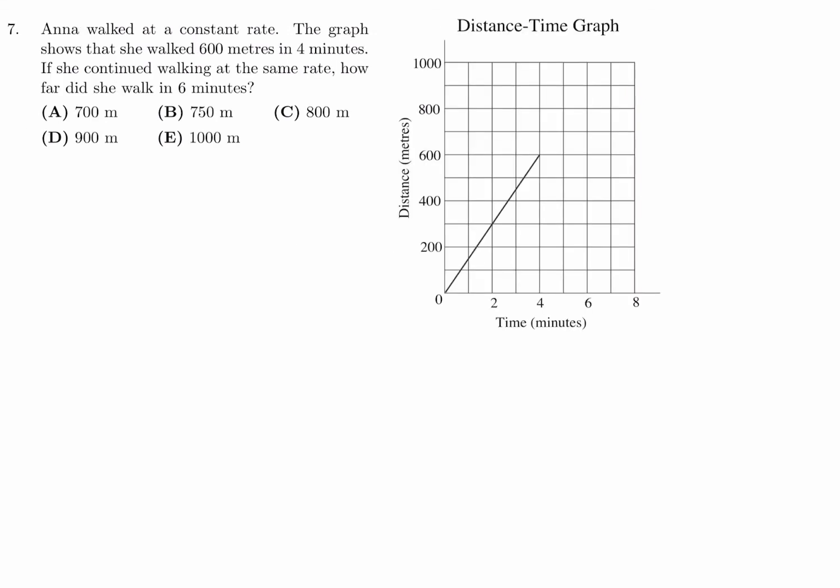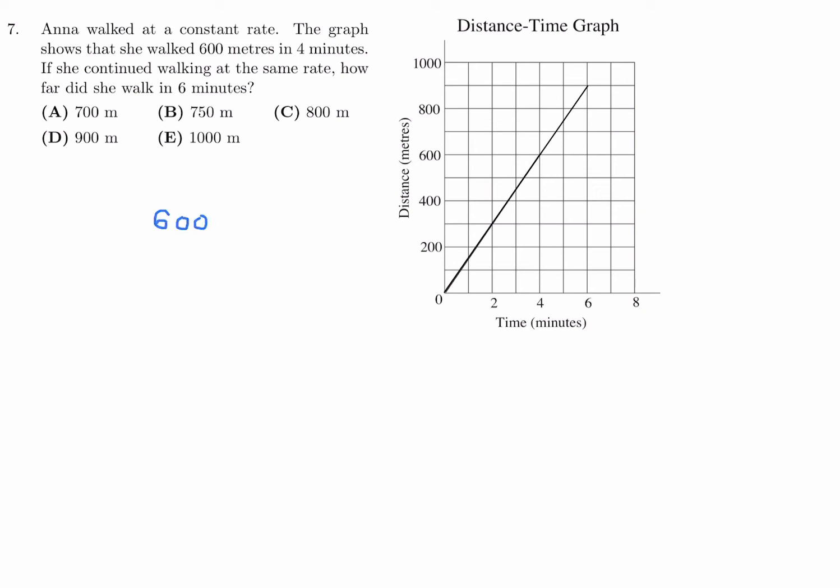Anna walked at a constant rate. The graph shows that she walked 600 meters in 4 minutes. If she continued walking at the same rate, how far did she walk in 6 minutes? Well, you can use a ruler and draw a line and extend this line, I should say. And if you do, you should get to here, which in 6 minutes, if you can see, matches up nicely with 900. But let's do it in the math way, just to be sure.